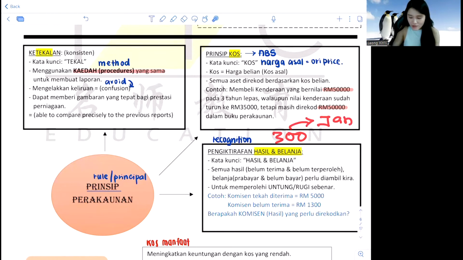But in fact, can you guys tell me this 300 ringgit is meant for which year? This is 2019. We are currently in 2018. Isn't this 300 ringgit supposed to be meant for 2018? So even if you're paying in the future, but the money is meant to be spent in that year itself, then we have to recognize it. That's why in pengiktirafan hasil dan belanja, whatever you fail to pay or fail to receive, or even you pay in advance or receive in advance, we will have to adjust them to their true figure.